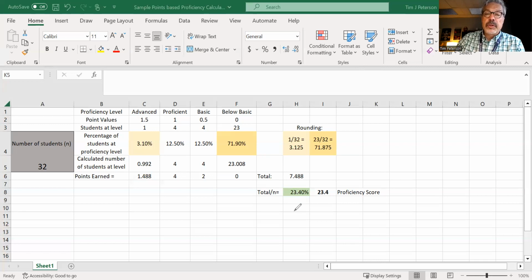Now, to determine the proficiency score, you take this number and divide it by 32. Where does the 32 come from? That is your total number of students. That is your N. When you do that division, you end up with 23.4. So that will be considered your proficiency score for this particular content area for a specific exam, whether that's the Forward Exam, the Dynamic Learning Maps, or the ACT.